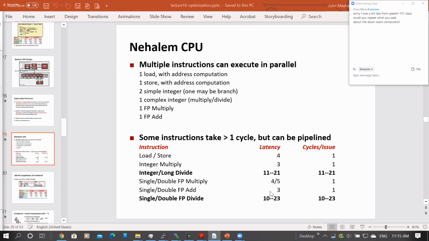It could take a minimum of 11, as much as 21, and this is 10 to 23. So once again, you see that the most expensive thing going is the floating point divide. So you want to avoid that if at all possible, and use some other cheaper instruction to give you an equivalent result if at all possible.